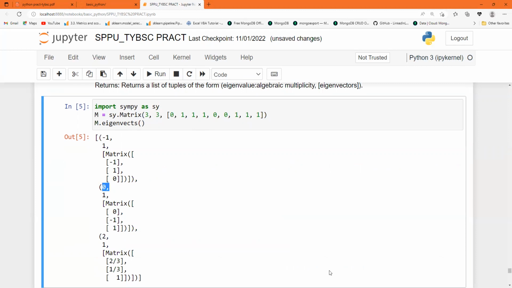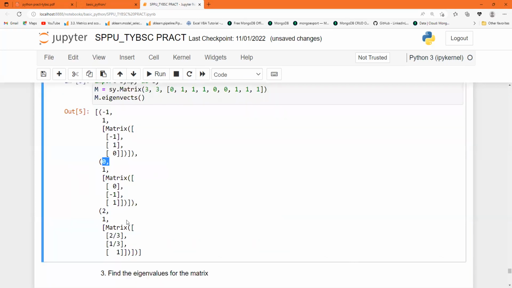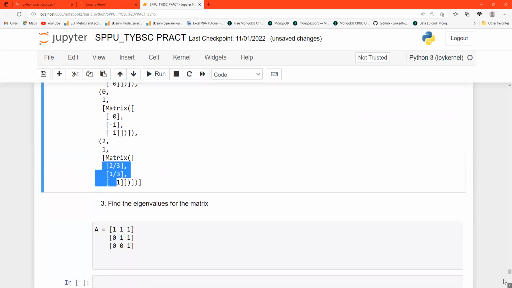Algebraic multiplicity means how many times the eigenvalue is repeated. So 0 is repeated one time. With respect to this 0, I get the eigenvector 0, -1 and 2. The third eigenvalue is 2, and with respect to this eigenvalue 2, I get the eigenvector 2/3, 1/3 and 1, and it is repeated only one time. Okay guys, I hope all of you understood the eigenvectors.